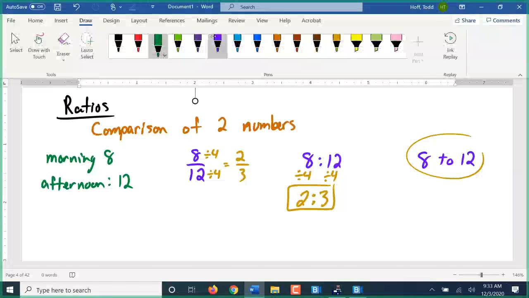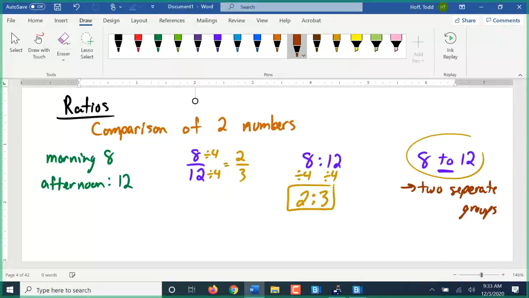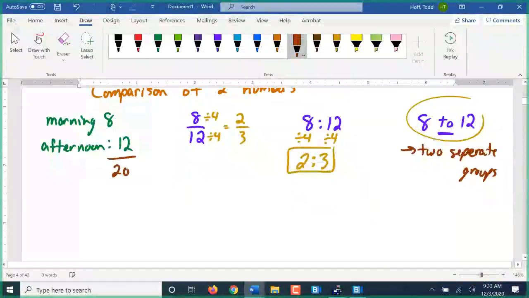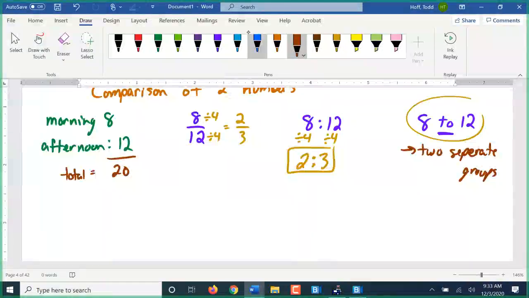A little note on the wording over here, by the way, the 8 to 12. We would use that wording in this case because they are two separate groups. But I could have done this another way. I could have said I have 20 total students in applied math, and 8 of them are in the morning. So that would have been 8 out of 20. Or the wording over here would be 8 out of 20 again.